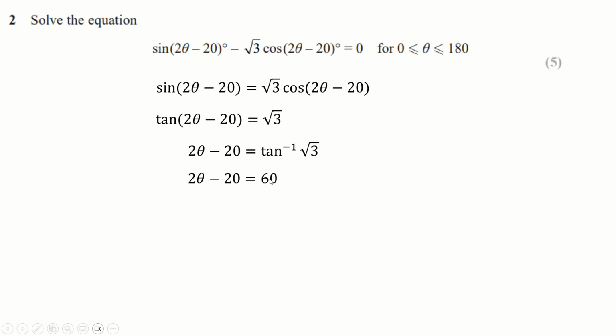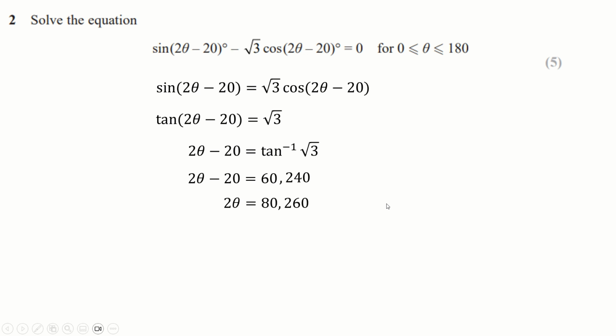But of course tan is repetitive every 180, so let's go to the next one. 60 plus 180 is 240. Now that's out of the bounds here, but when we add 20 and divide by 2, it will actually fall within them. So you might want to be safer just doing the next one as well, or even the one before it. But actually these are the only two that are going to work. Tan is just repetitive every 180. You can draw the graph if you want to, or just keep adding and subtracting 180 for that one.